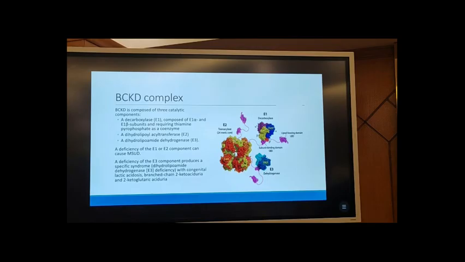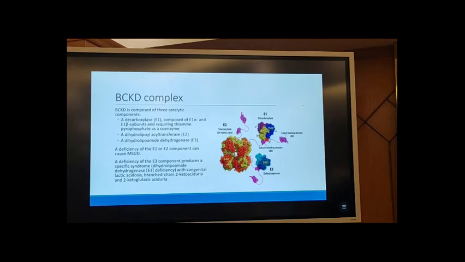The branched chain keto acid dehydrogenase is a complex, and it is formed of three units: E1, E2 and E3. If we have a defect in the E1 or in the E2, one is called decarboxylase and the other transacylase, then this could result in maple syrup urine disease.